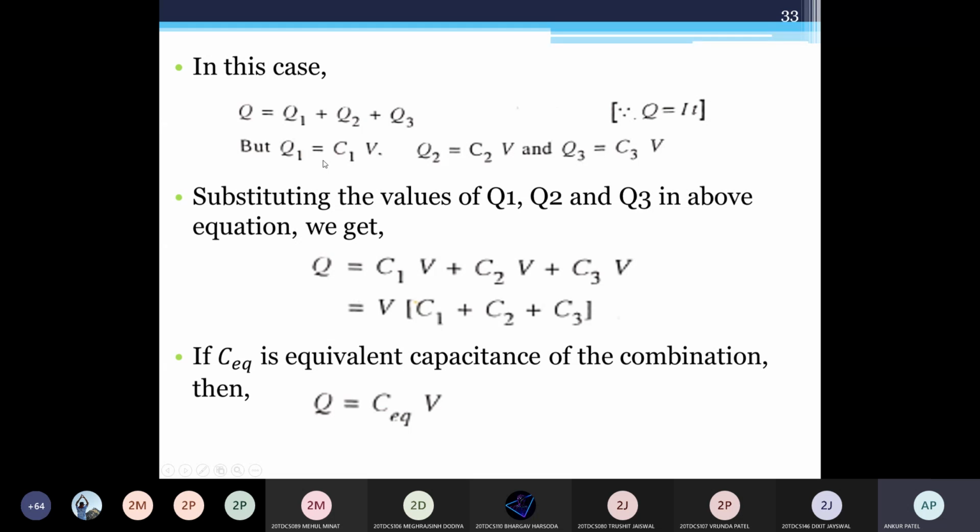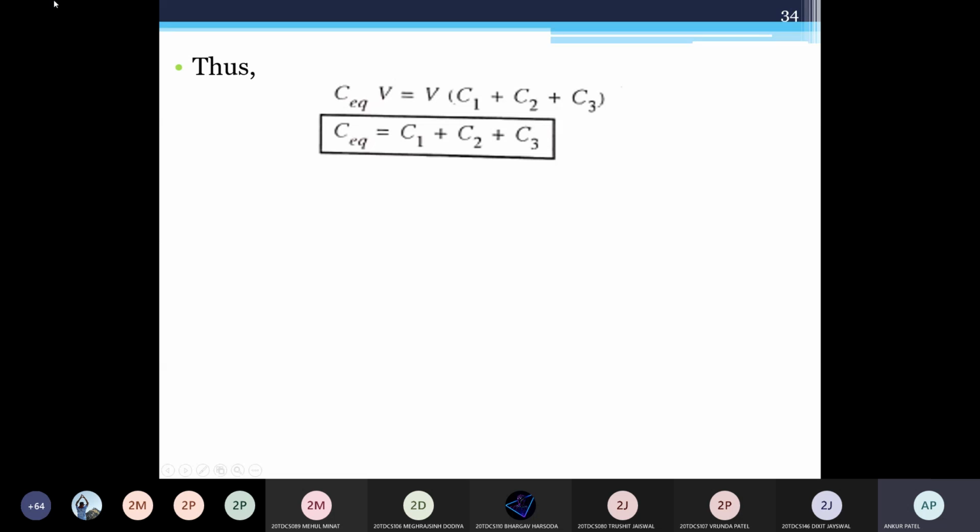So Q1 is equal to C1 into V, C2 into V, C3 into V. Just taking V common, C1 plus C2 plus C3, and putting Q equal to C into V, V cancels. So we are getting C equivalent is equal to C1 plus C2 plus C3. This is for capacitors connected in parallel, so you have to write C1 plus C2 plus C3.